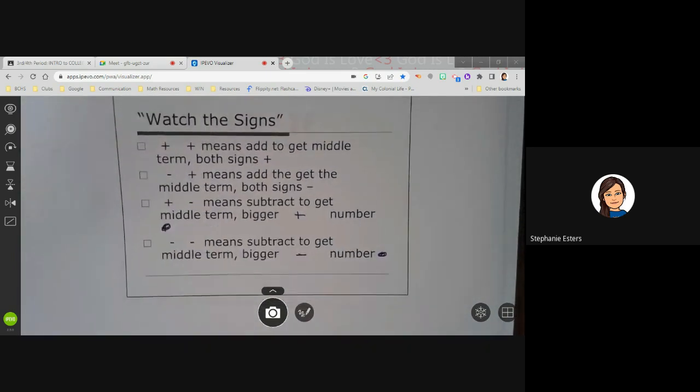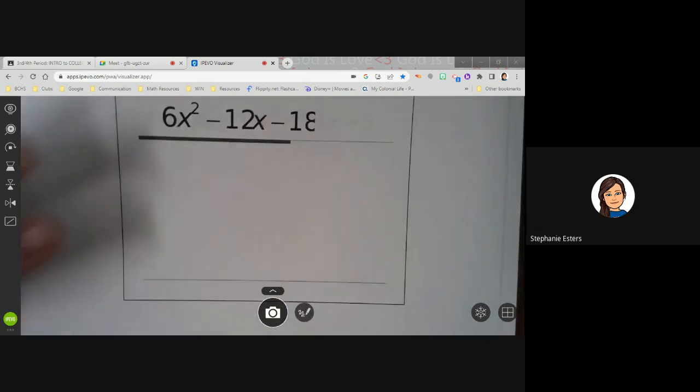Not the sign in the parentheses. Oh my gosh. Just hang on and watch. All right, this is an 18.